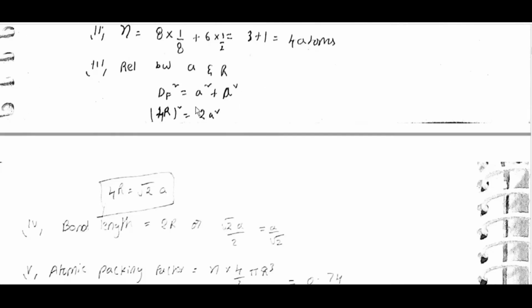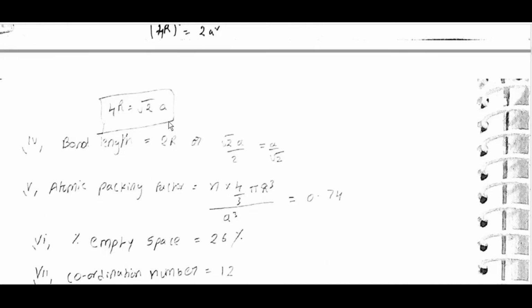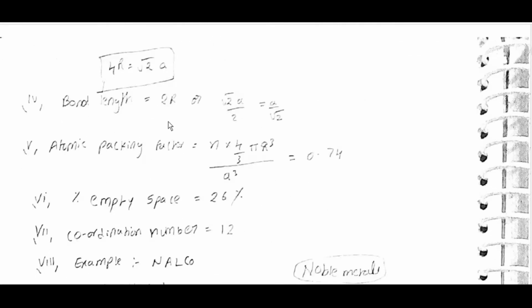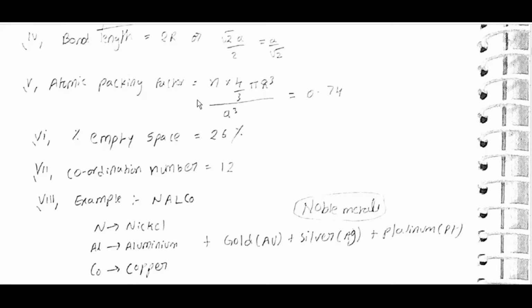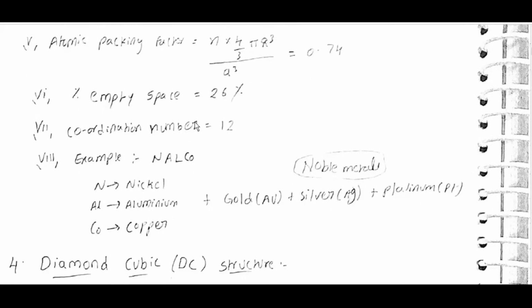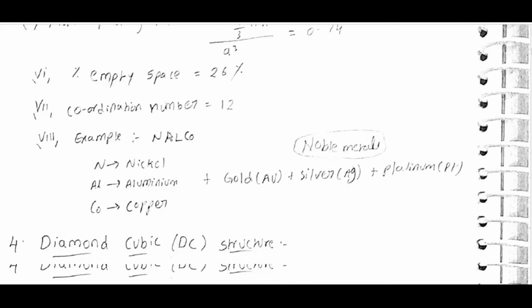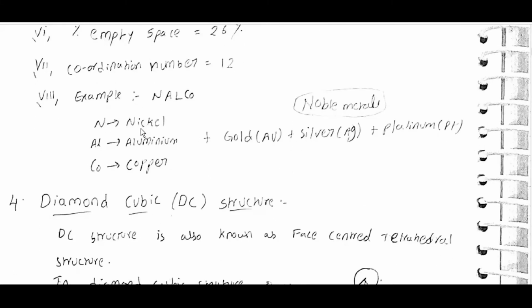Relation between a and r: df square is equal to a square plus a square. (4r) whole square is equal to 2a square. 4r is equal to root 2 a. Bond length is equal to 2r, or root 2 a by 2, which is equal to a by root 2. Atomic packing factor is equal to n into (4/3)πr cube by a cube, which is equal to 0.74. Percentage empty space is equal to 26%. Coordination number is equal to 12. Examples: NALCO, nickel, aluminum, copper, plus FACE. You remember gold, silver, platinum as noble metals, by face beauty.